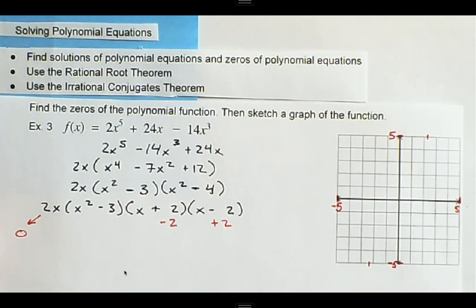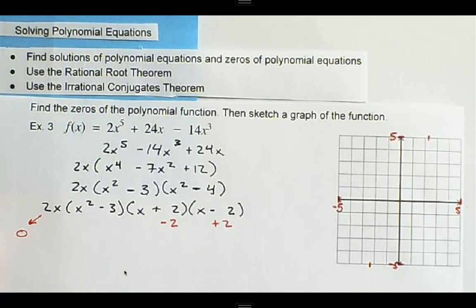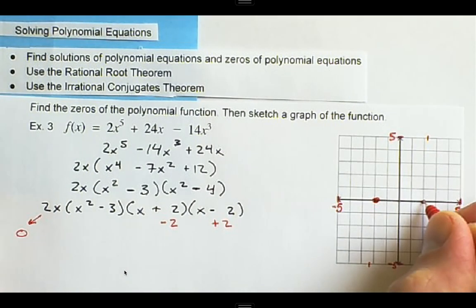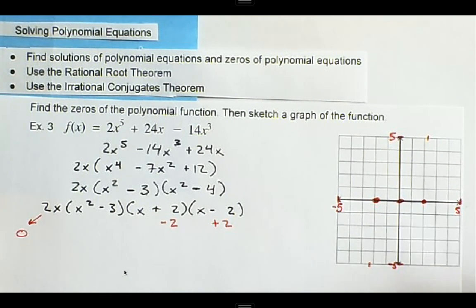So those are going to be some of our intersection points. We know that we're going to have an intersection at negative 2. We know that we're going to have an intersection at 2. And we know that we're going to have an intersection at 0. So we're still trying to find those other 2.